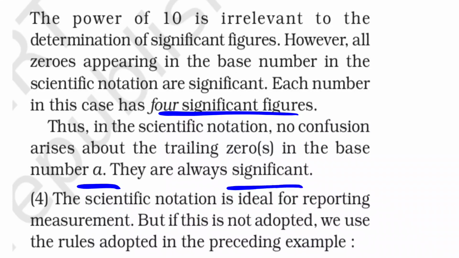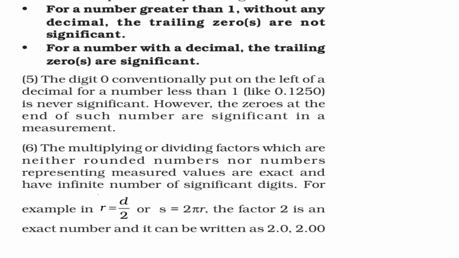They are always significant. The scientific notation is ideal for reporting measurements, but if this is not adopted, we use the rules adopted in the preceding examples. For example, for a number greater than 1 without any decimal, the trailing zeros are not significant. For a number with a decimal, the trailing zeros are significant. Similarly, the digit 0 conventionally put on the left of the decimal for a number less than 1 is never significant. However, the zeros at the end of such a number are significant in a measurement.